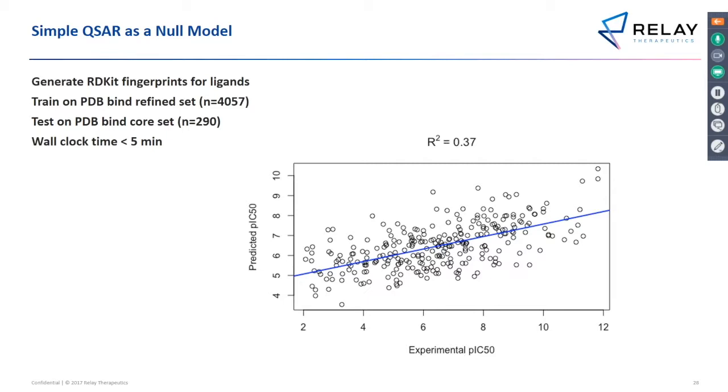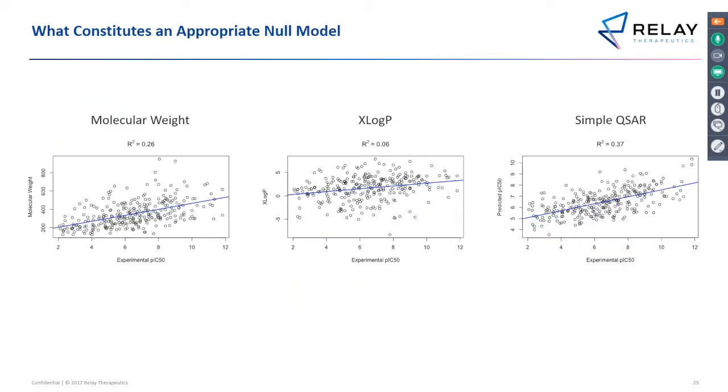There you go. So here was my really simple null model. I consider this a null model because it took me 5 minutes to do. I generated RDKit fingerprints for the ligands. I trained on the PDBbind reference set, which is about 4,000 molecules. I then predicted on the core set, and that's the correlation I got. So it's a lot better, actually statistically better, than what you would get from molecular weight.